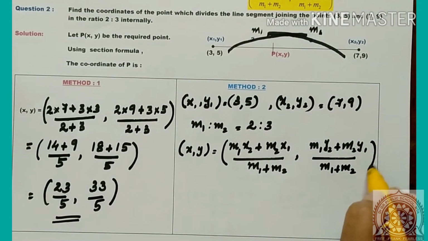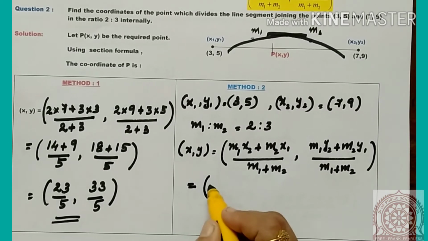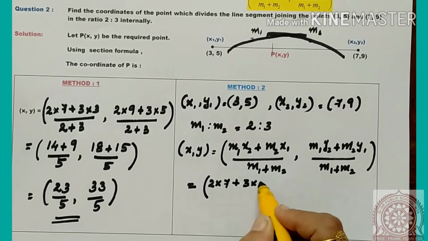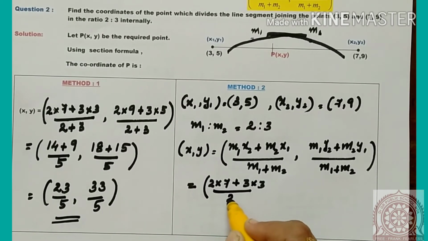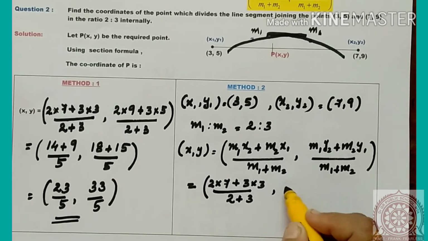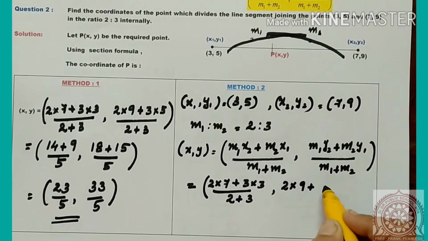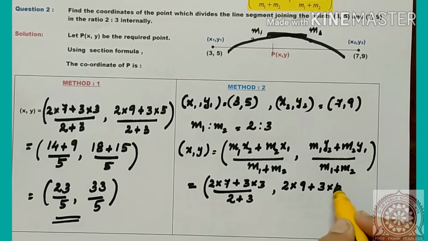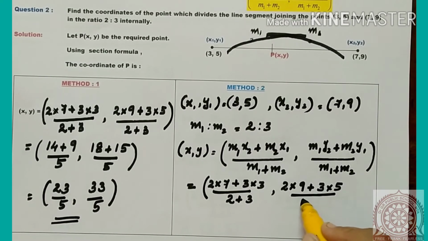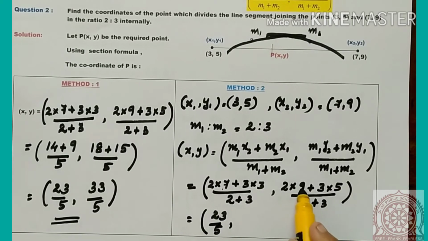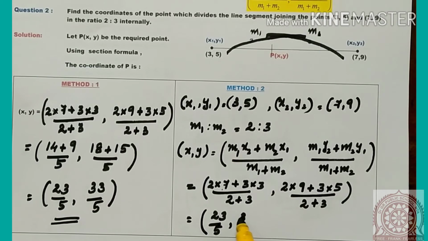m2). Now, I am going to substitute the values here, where m1 is 2 into x2 is 7 plus m2 is 3 into x1 is 3 divided by m1 plus m2 is 2 plus 3, comma. Then again, m1 is 2 into y2 is 9 plus m2 is 3 into y1 is 5 divided by m1 plus m2. Just direct substitution equals again 14 plus 9, 23 by 5 will come here, and here 9 twos are 18, 18 plus 15, 33 by 5 will come here.